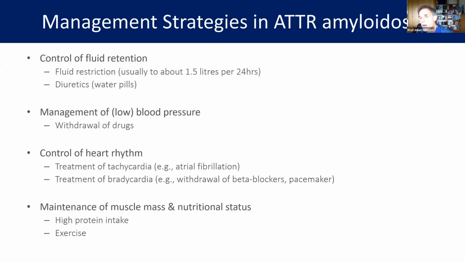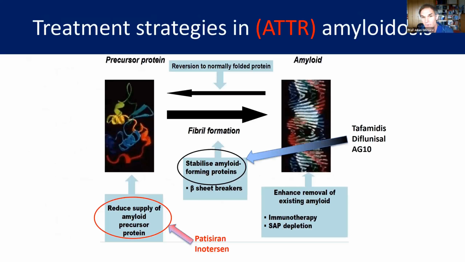And so a high protein intake, if at all possible, and also exercise, which, as Mary alluded to again, needs to be tailored to the particular patient. But we've got no strong evidence that for a patient with cardiac ATTR amyloidosis, pushing themselves a little bit and allowing themselves to get a little bit breathless is necessarily a bad thing to do. Obviously, not overdoing it is important, but at the same time, taking some exercise is recommended.